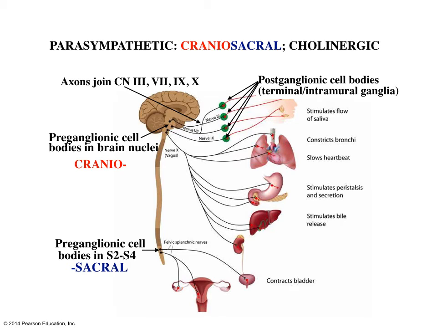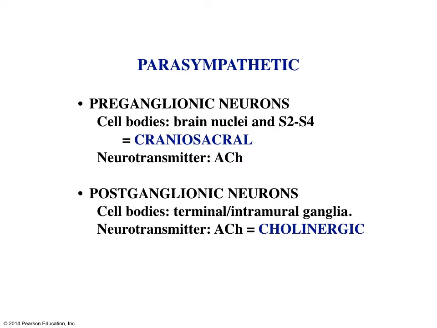Here we have the preganglionic cell bodies located either within nuclei of the brain or within lateral areas of S2 to S4. Therefore, cranial within the brain, cranial nuclei, or within spinal cord areas, S2 to S4. Lastly, both the pre and postganglionic parasympathetic neurons secrete ACH.